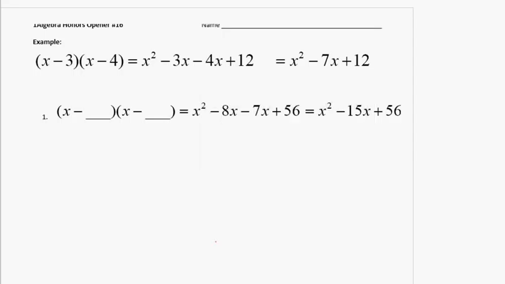In opener 18, I think it's 18, no, it's 16. Opener 16. Now we're looking at a scenario where we have minus minus, not plus plus.